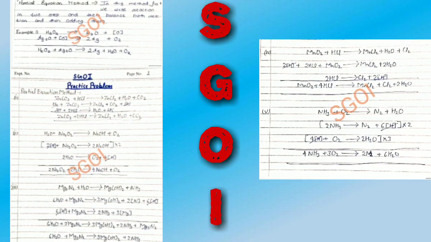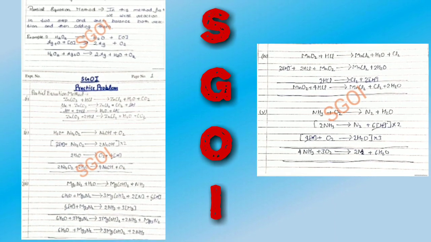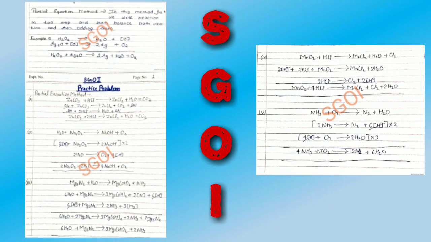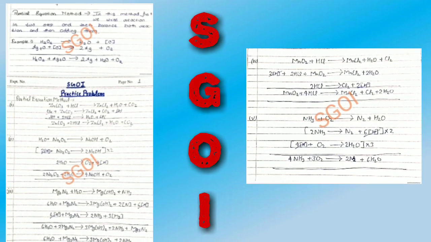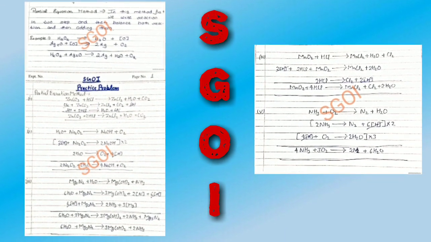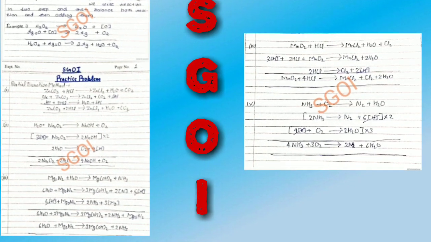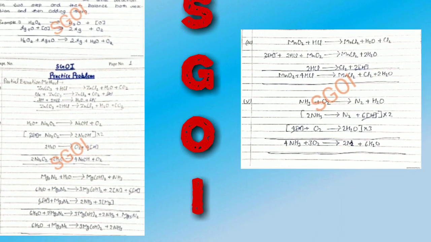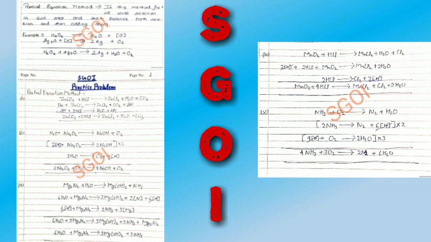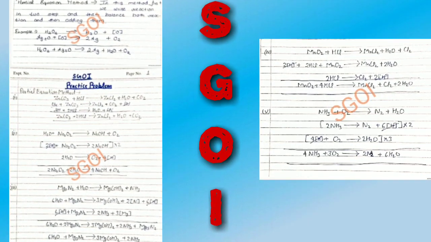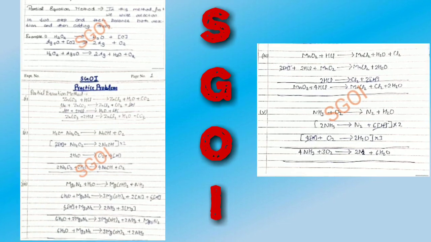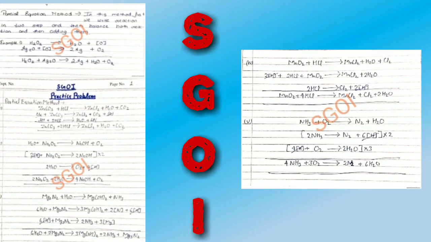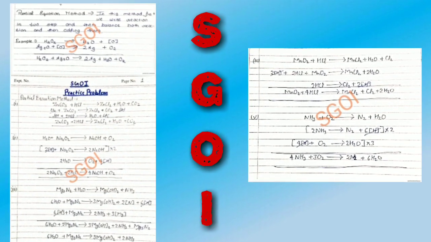Just take an example. H2O2 gives H2O plus nascent oxygen, and the second half reaction is Ag2O plus nascent oxygen gives 2Ag plus O2. By adding these two half reactions, nascent oxygen is cancelled out on both sides, and the reaction comes out to be H2O2 plus Ag2O gives 2Ag plus H2O plus O2.